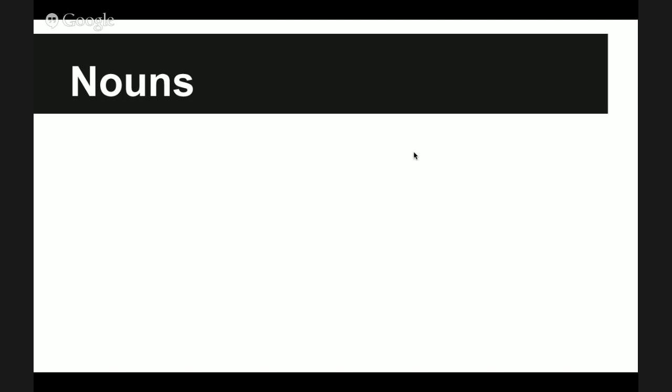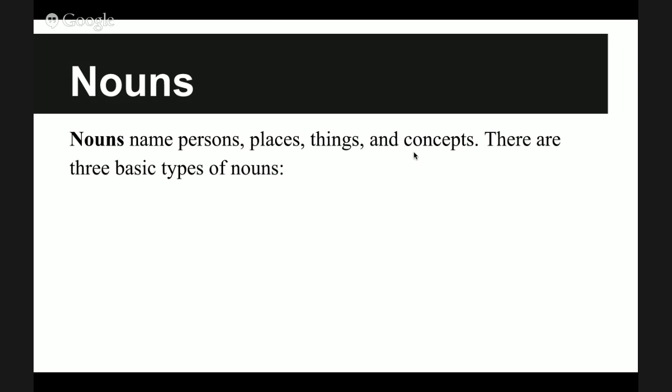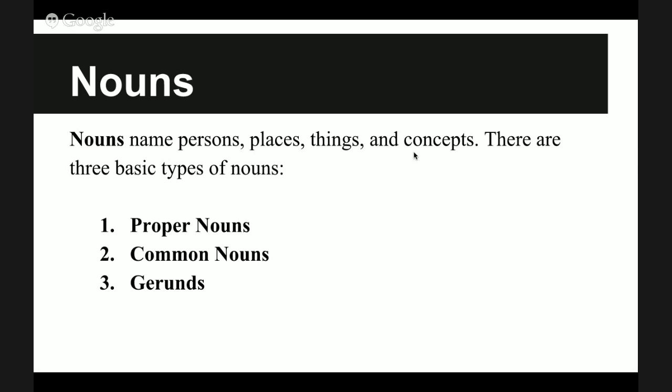So what is a noun? You've probably heard this before, but it's worth reviewing if you already know. Nouns name persons, places, things, or objects, and concepts or ideas. There are three basic types of nouns that we are going to look at. Okay, so we're going to look at what are known as proper nouns. We'll also look at common nouns. And lastly, we will look at what is known as gerunds. So proper nouns, common nouns, and gerunds.